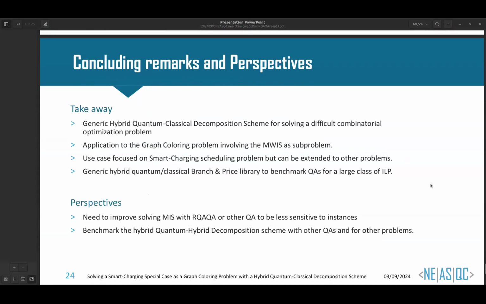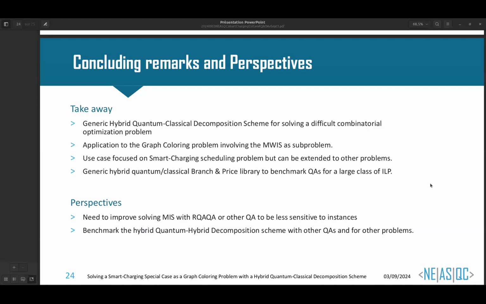Okay, so as concluding remarks, some takeaway messages. First, we propose a generic hybrid quantum classical decomposition scheme for solving a difficult combinatorial optimization problem. The concept is quite general, and it could apply to different optimization problems. The application was to the graph coloring problem involving a maximum weighted independent set as a subproblem. So we focus on the smart charging scheduling example, but it can be extended to other problems.